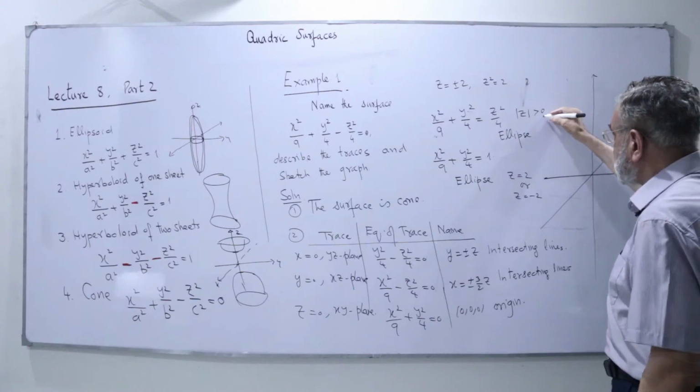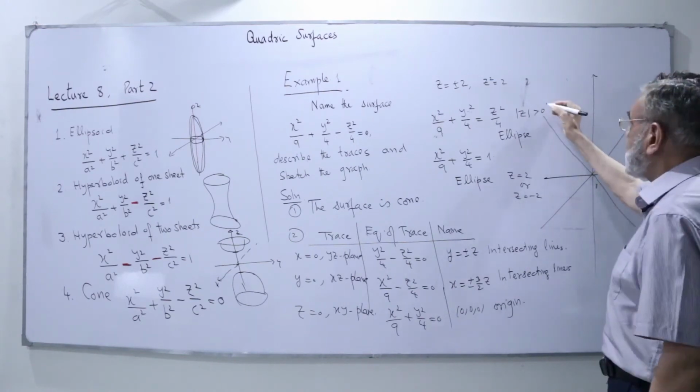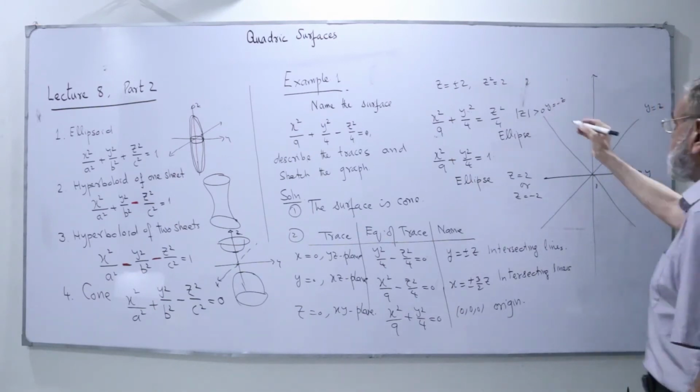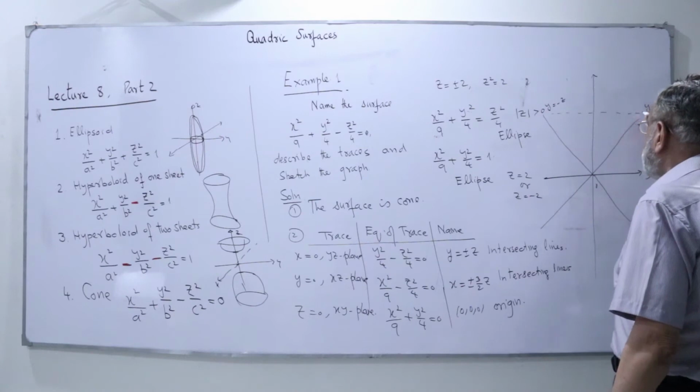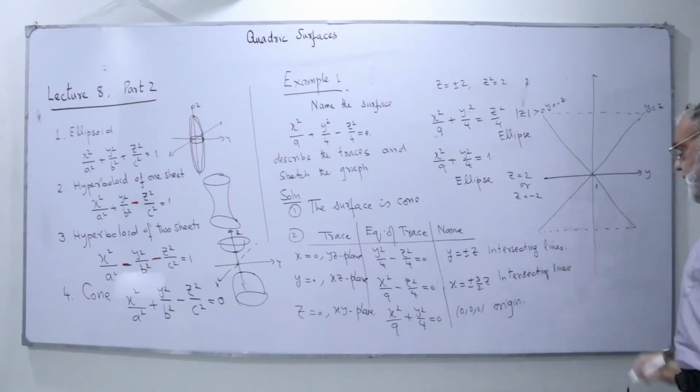And here is the line, this is my origin, y equal to minus z. So you can see it here. This is the intersecting line. Two intersecting lines is number 1.